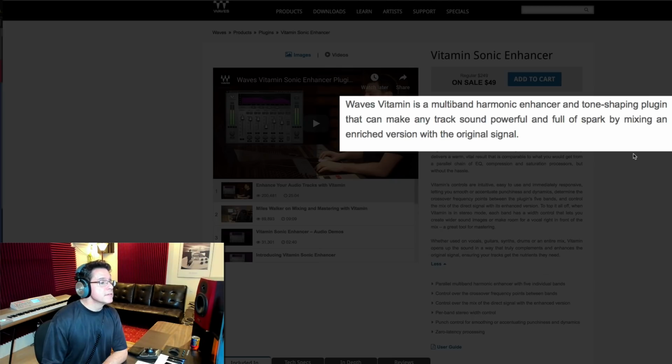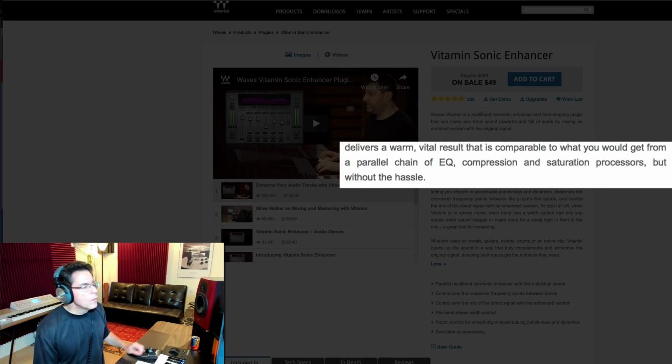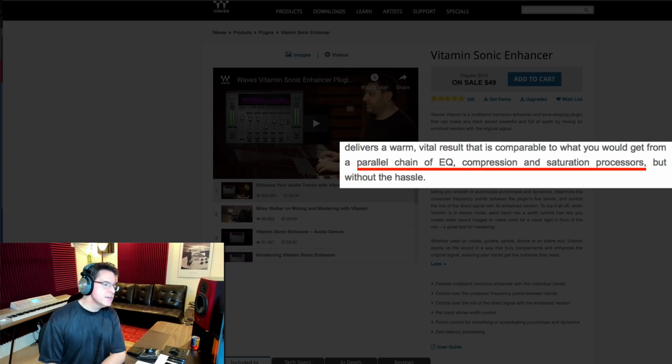Waves Vitamin is a multi-band harmonic enhancer and tone shaping plugin that can make any track sound powerful and full of spark. It delivers a warm, vital result that is comparable to what you would get from a parallel chain of EQ, compression, and saturation processors. So right there, EQ, compression, saturation, those are the things that I'm looking for to duplicate what's happening with the Dual Filter.